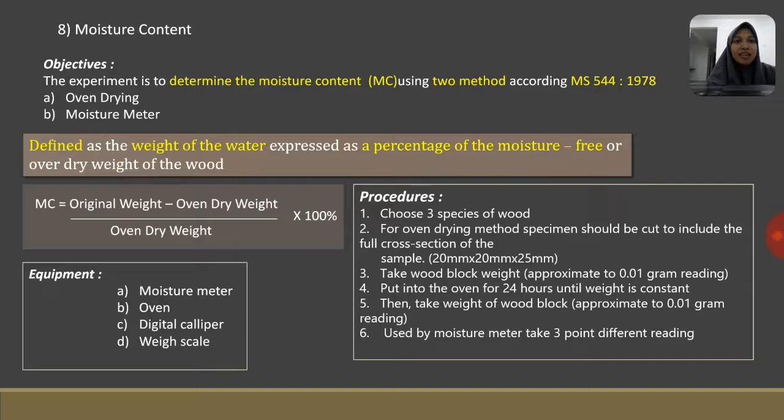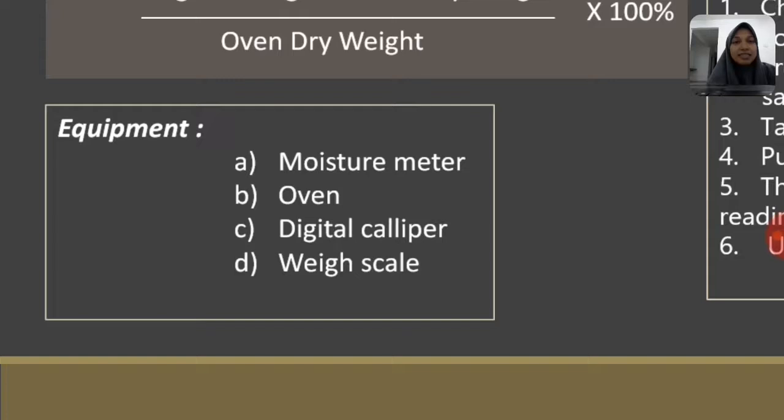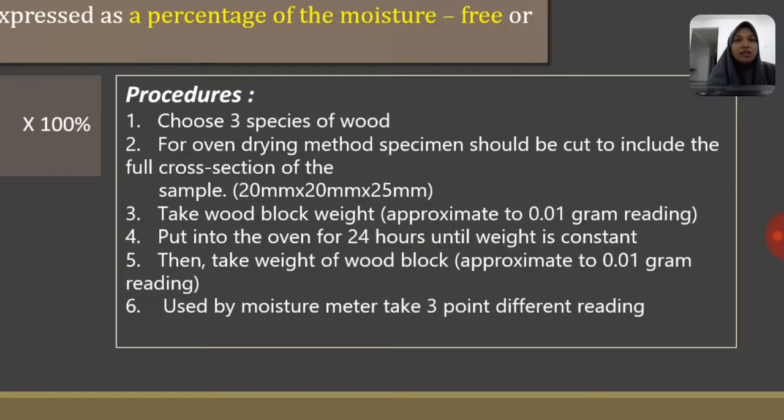multiplied by hundred. The equipment for this experiment, we will use moisture meter, oven, digital caliper and weight scale. For the procedure, first, we will choose 3 species of wood. Second, for oven drying method, specimen should be cut to include the full cross-section of the sample.